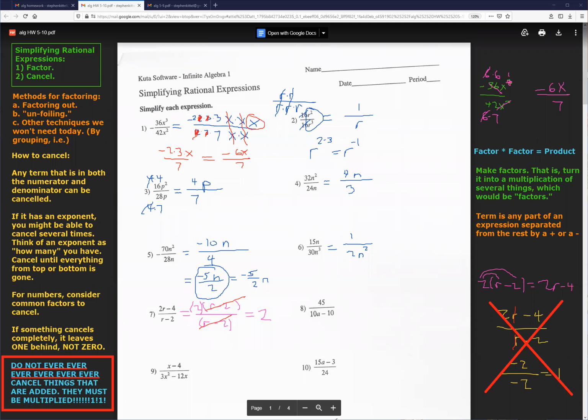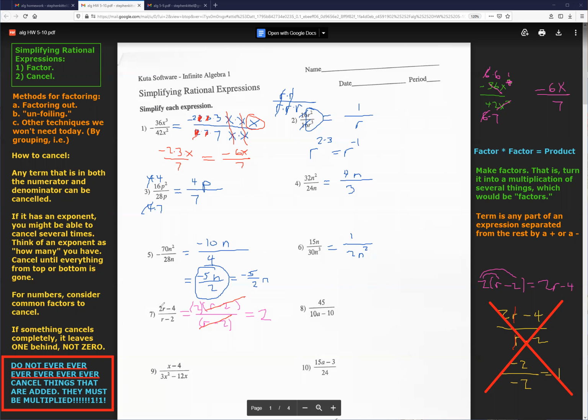So if you cancel, it has to be multiplied, or it has to be literally by itself as the only thing. That wasn't an issue with our first 6 questions because they were multiplied. It was 36 times x to the third. It was 16 times r squared, 32 times n squared. We don't have that with 7. It's 2 times r minus 4.